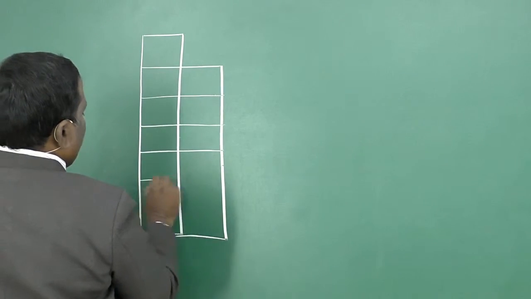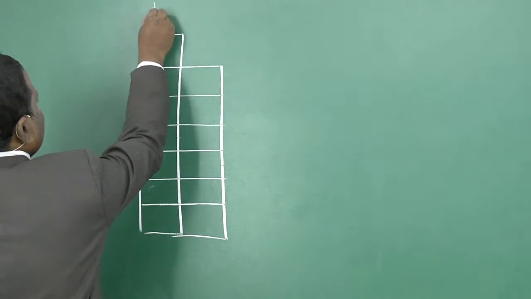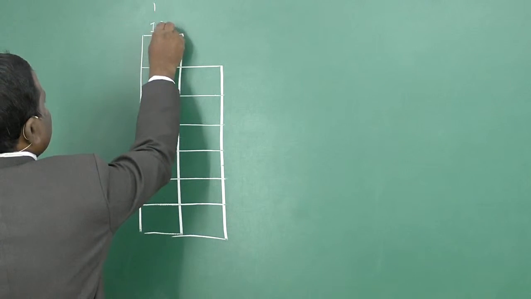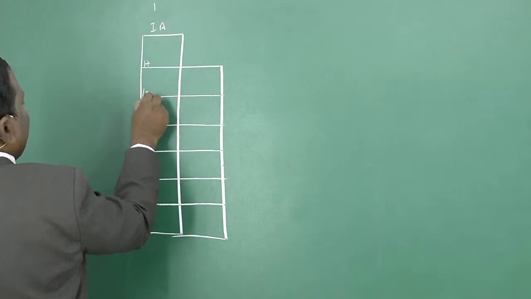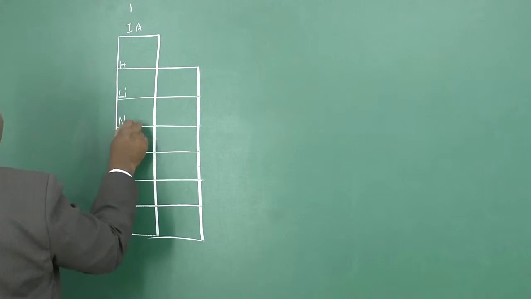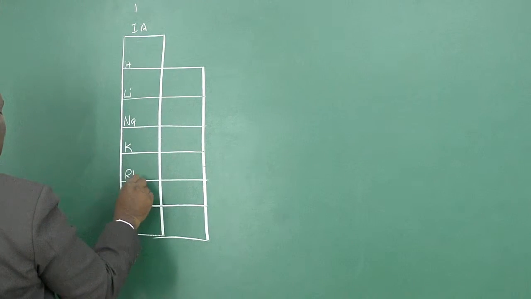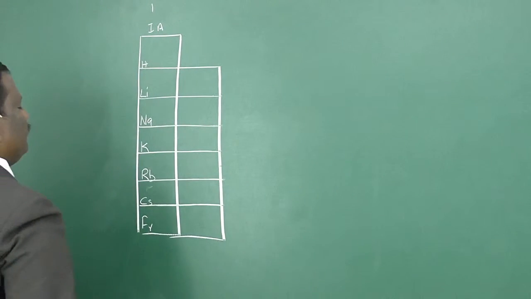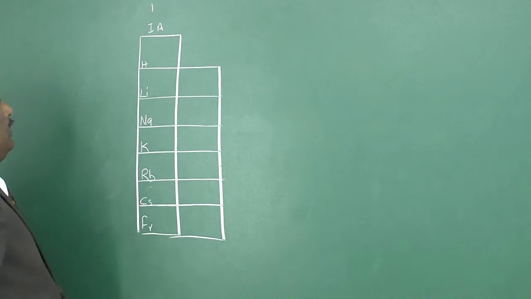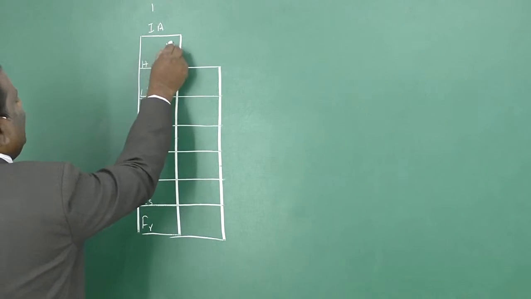Here in the first group, or in CAS system it is designated as first A group, we have hydrogen, lithium, sodium, potassium, rubidium, cesium and francium. These elements are said to be first A group elements. Here in hydrogen we have only 1 electron, so its electronic configuration is 1s1.